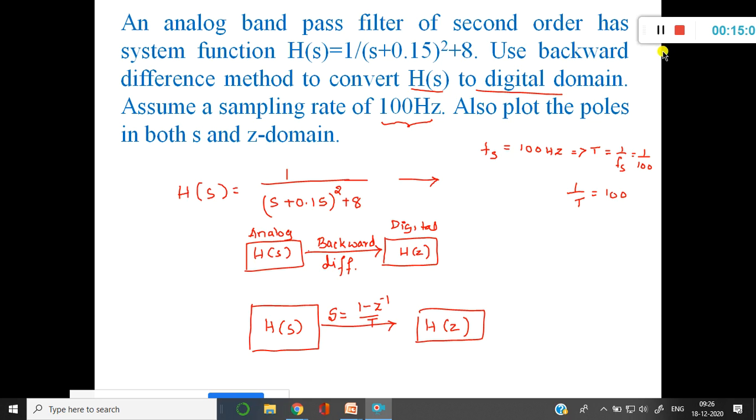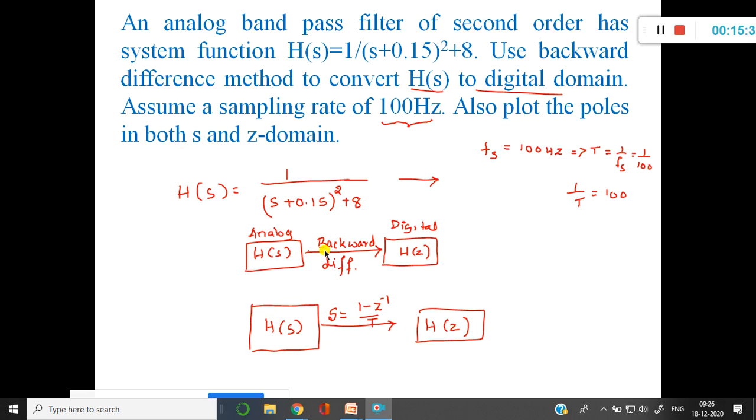So the second part of this question is to plot the poles in both Z domain and S domain. What is required to plot the poles? You will have a characteristic equation, right? You will have a second order or third order characteristic equation. Totally, you will have some polynomial.